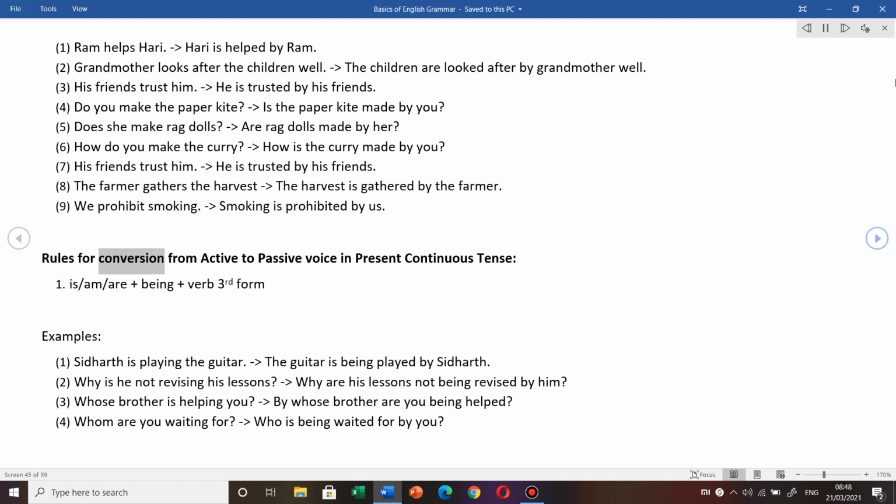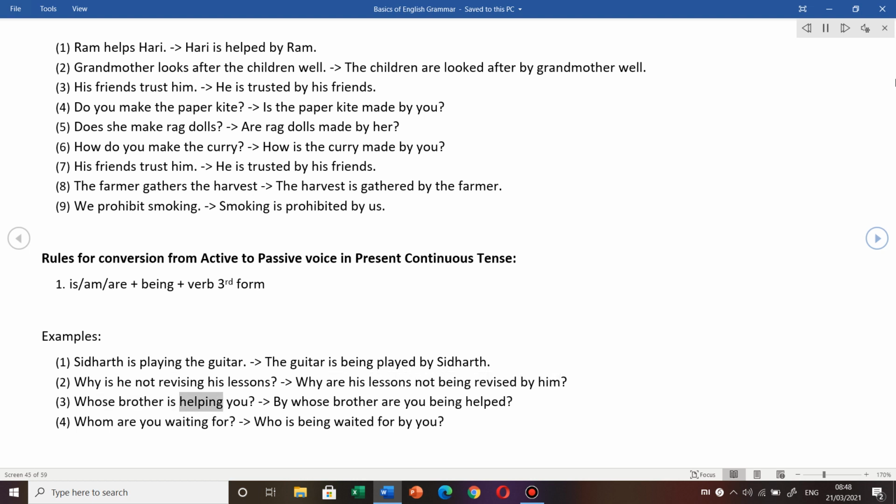Rules for conversion from active to passive voice in present continuous tense. Is/am/are plus being plus verb third form. Examples. Siddharth is playing the guitar. The guitar is being played by Siddharth. Why is he not revising his lessons? Why are his lessons not being revised by him?